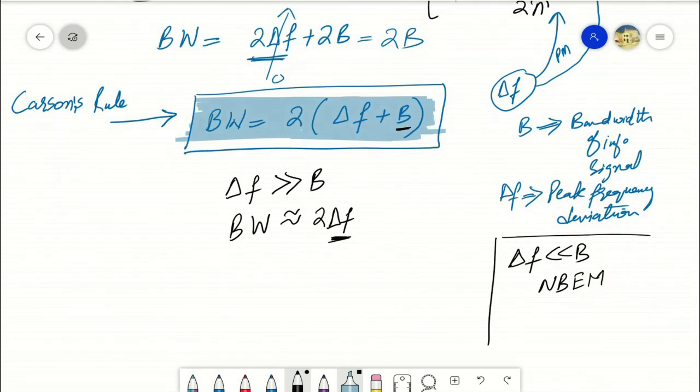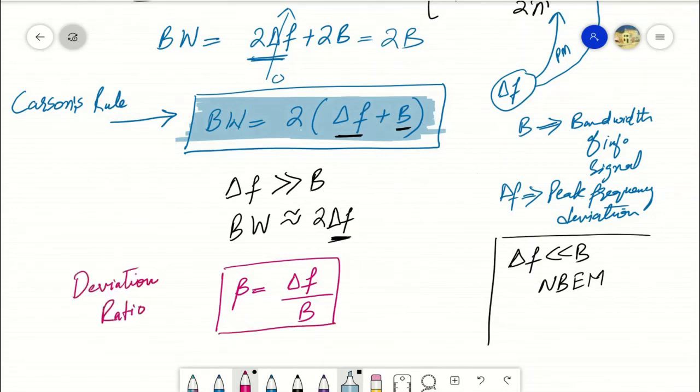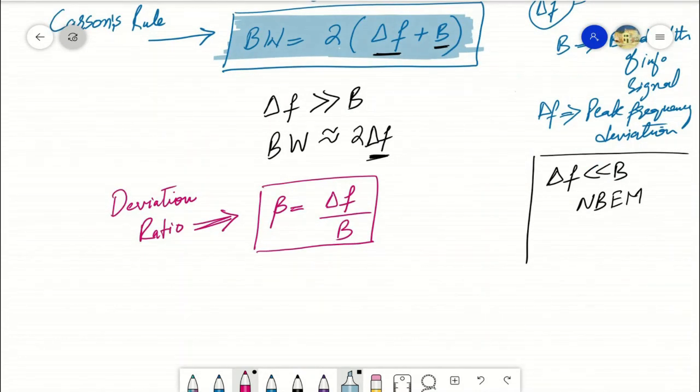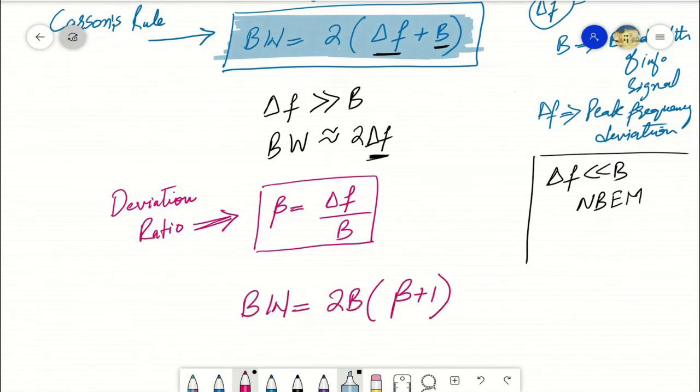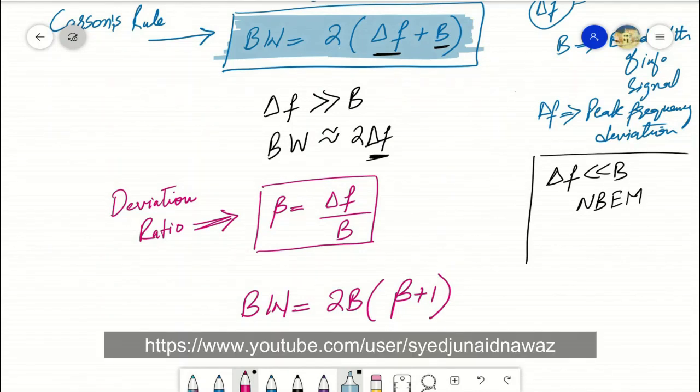From these two primary influencing factors of the bandwidth of wideband modulated signals, that is delta f, the peak frequency deviation, and the bandwidth of information signal, we can define a new parameter, that is deviation ratio. It is referred to by beta, equal to the ratio between peak frequency deviation and the bandwidth of information signal. We can rewrite Carson's rule in terms of this newly defined deviation ratio parameter as 2 times the bandwidth of information signal multiplied by beta plus 1, where beta is the deviation ratio.